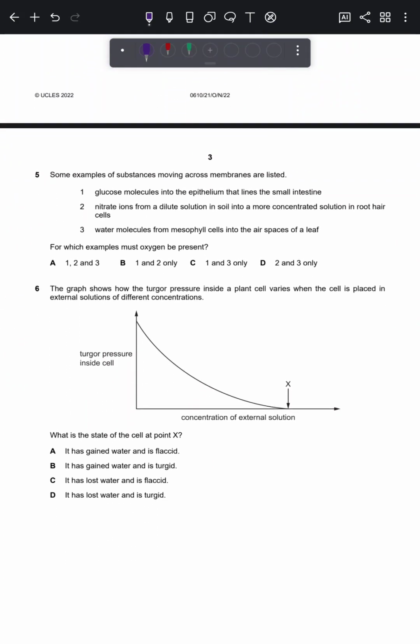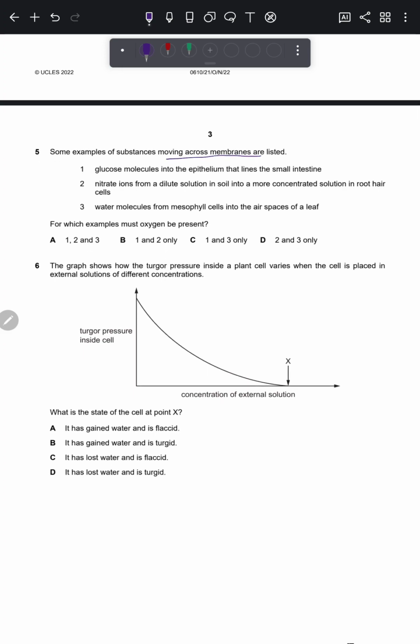Okay, some examples of substances moving across membranes are listed. Glucose molecules into the epithelium of the small intestine. So this is, you should think, active transport. And then nitrate ions from dilute solution in soil into more concentrated solution in root hair cells. And the last one is water molecules from mesophyll cells into the air spaces of a leaf. This is diffusion. In which ones must oxygen be present? So if this is in the air, I think oxygen must be present in this one.